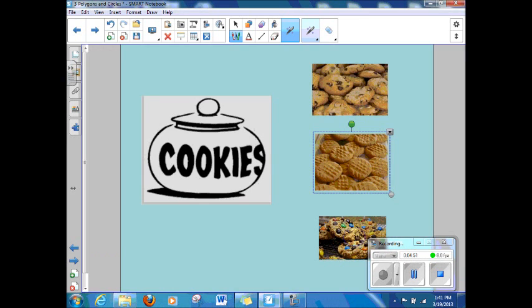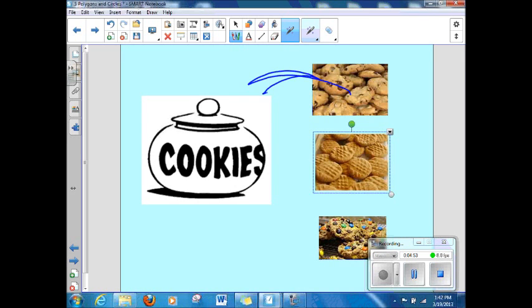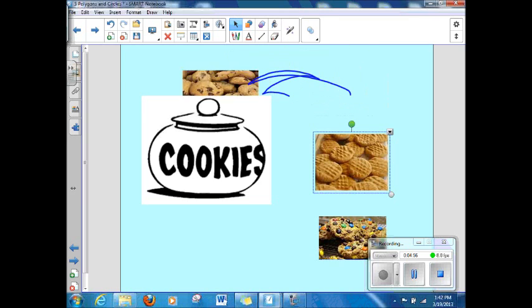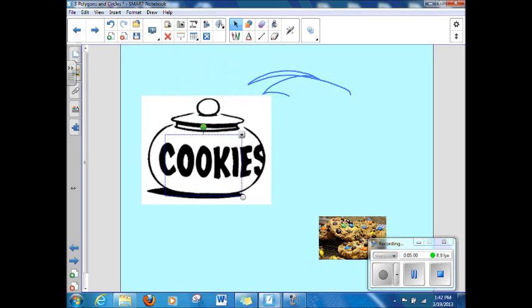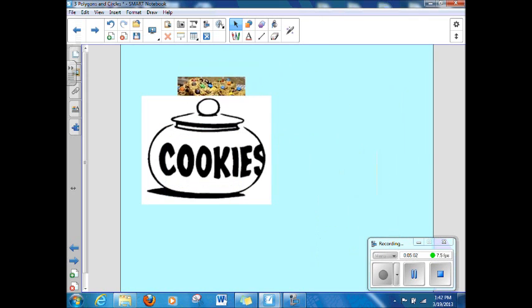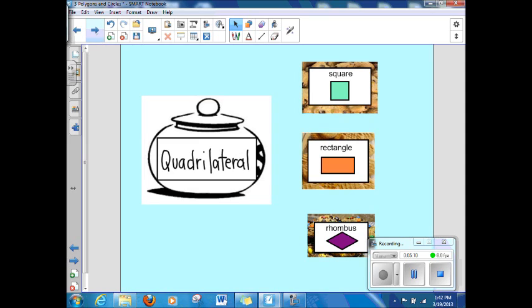But every one of these cookies can go into the cookie jar. So I'm going to put those chocolate chip cookies in there. I'm going to put these peanut butter cookies in there, and I'm also going to put these monster cookies in the cookie jar. Well, now what does that have to do with quadrilaterals anyway, Mr. F? Well, I'll tell you what. Let's take a look at this. We changed the cookie jar now to say quadrilateral. You'll see I changed the label on there.